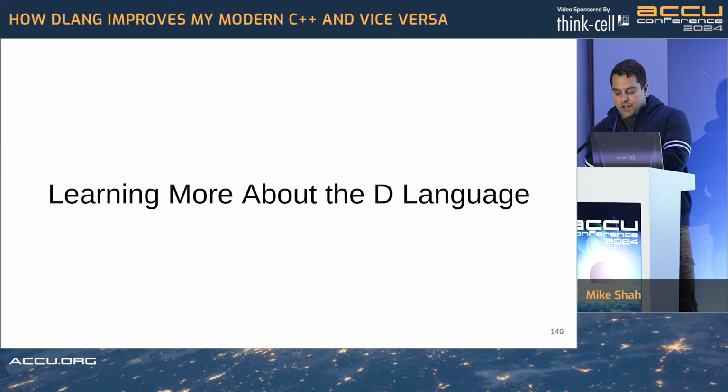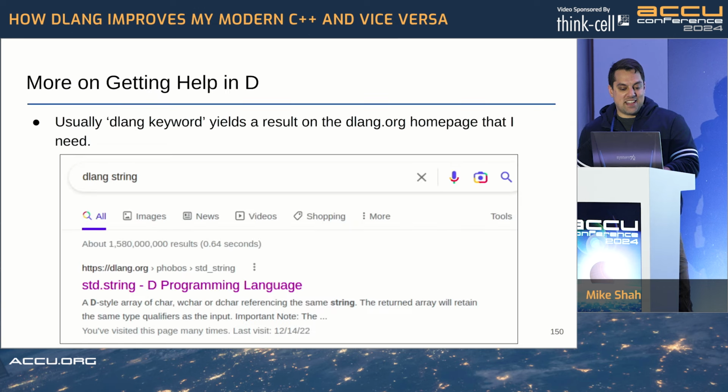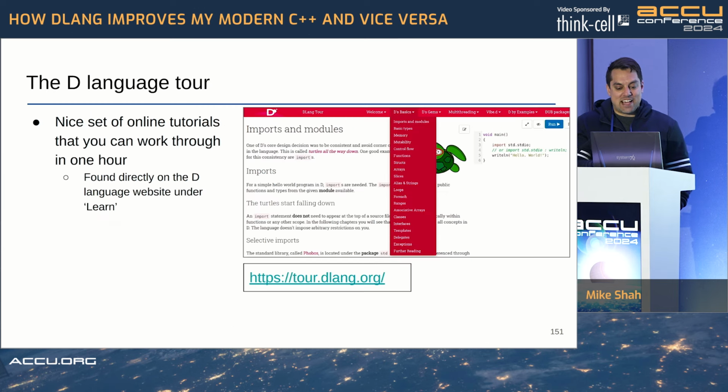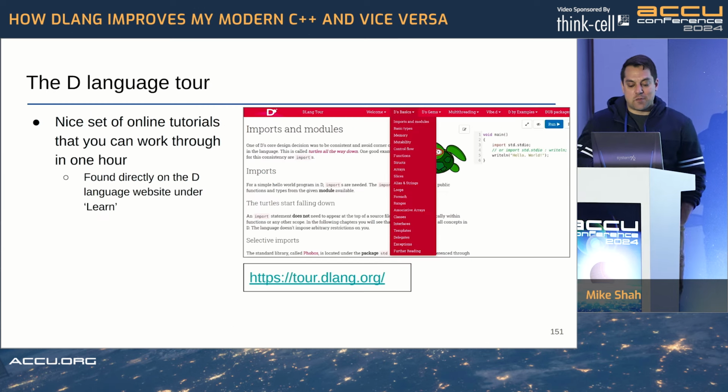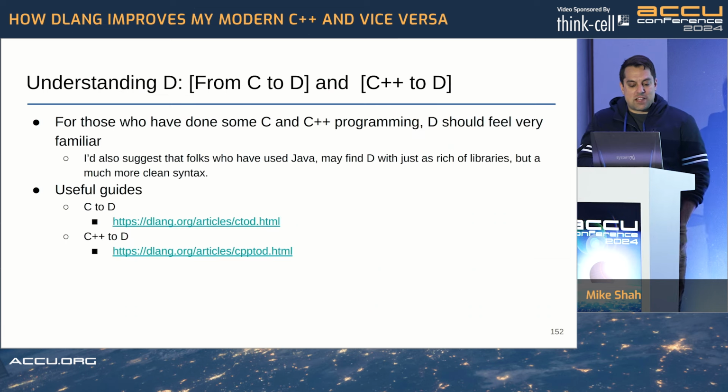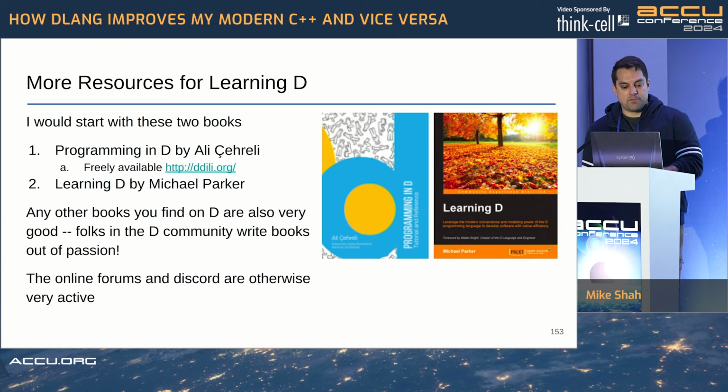All right, so I'm going to kind of start wrapping us up, and then we'll have time for more questions before lunch. If you're going to search for the D language, search for Dlang. You'll get better results. The D language tour, don't forget about your homework that you can do for an hour. There's some nice guides, too, for understanding the D language from various languages. Again, C++, C. There's also interfaces to Objective-C as well, which I didn't talk about here.